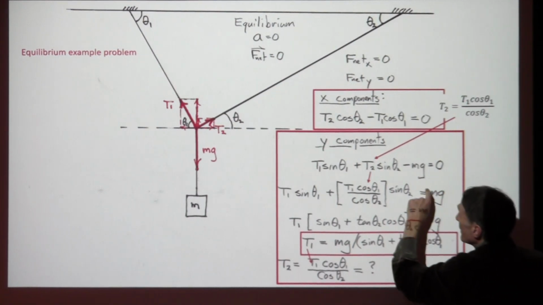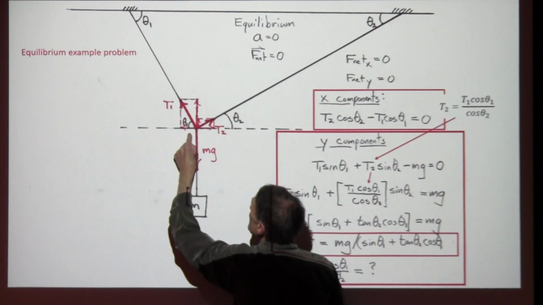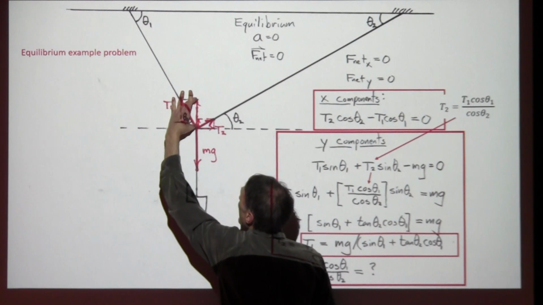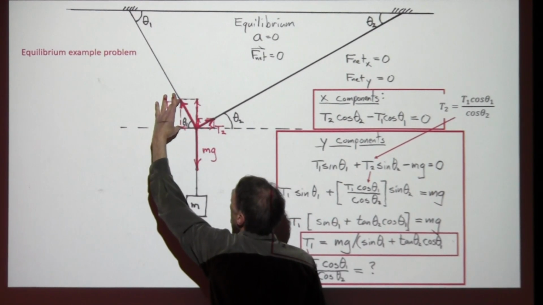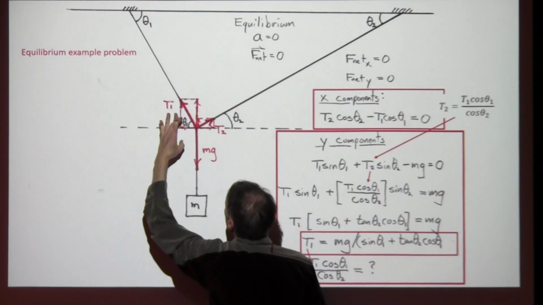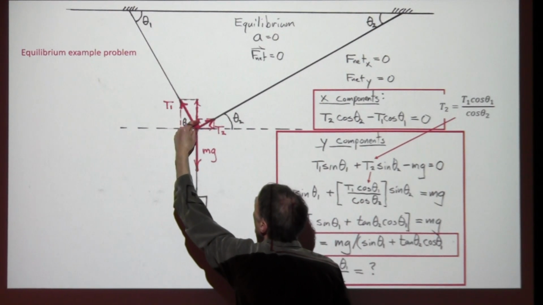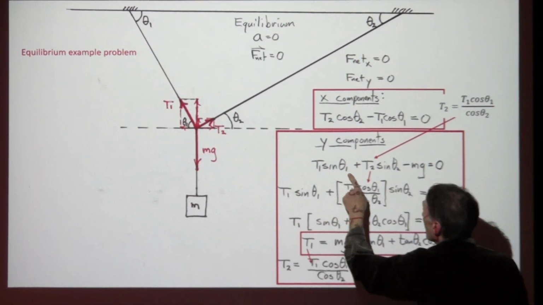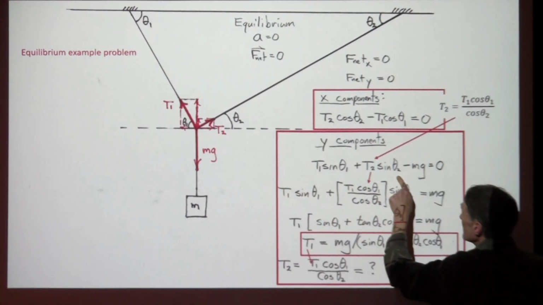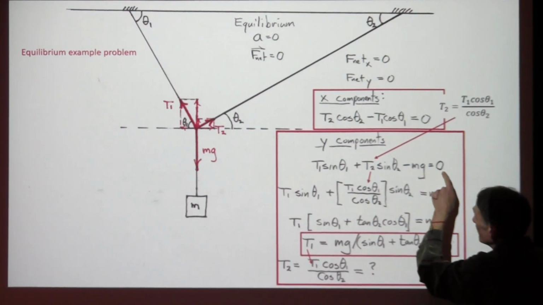Same is true for the y components. In the y direction, I can get T1 times the sine of theta 1. T1 times the sine of theta 1 would be that component. This component is T2 times the sine of theta 2. So they are both in the upward direction, so they both go in as positive. Gravity is pulling down, that's minus mg.